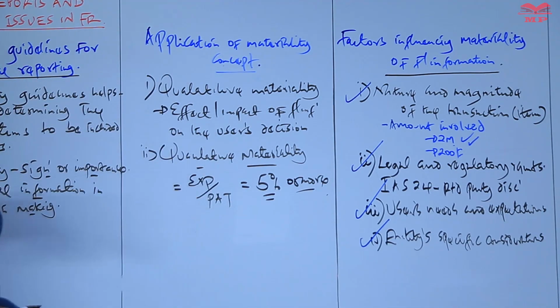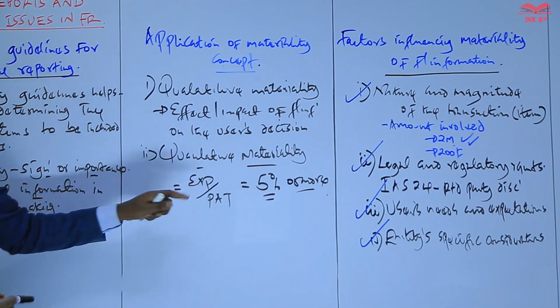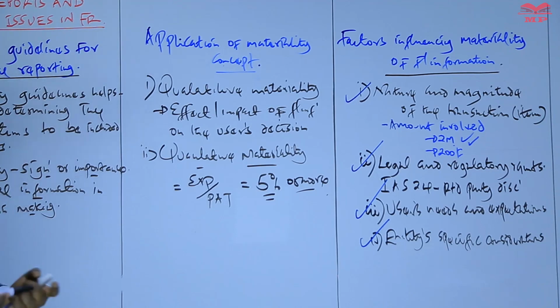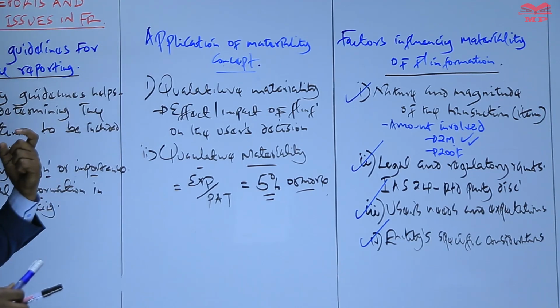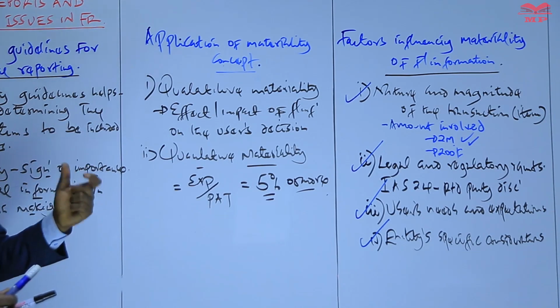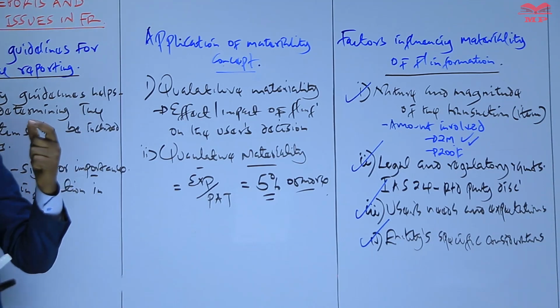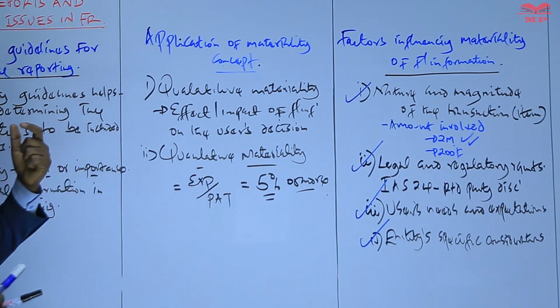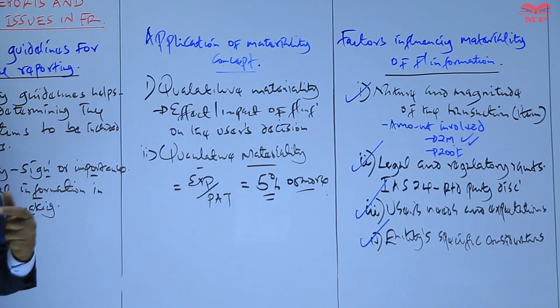But if the percentage obtained is less than 5%, then that expense may be deemed to be immaterial. So when we talk about quantitative materiality, this entails determining the materiality of an item, or financial information, by expressing it as a percentage of a key financial metric within the company's financial statement.